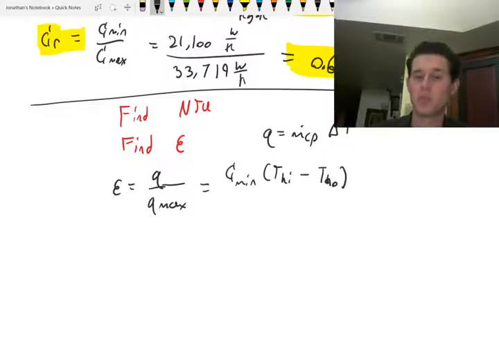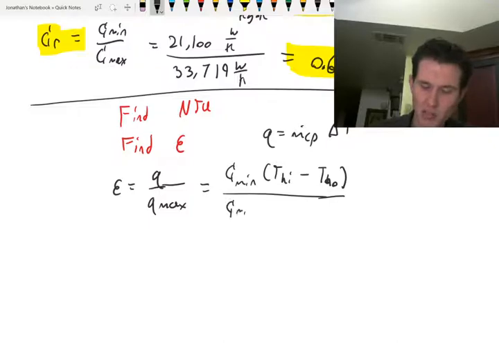Bam, problem solved. Now we want our Q max. This is just like fins. So we want our C min because you can't have more Q flow than out of the minimum one. It controls the rate that heat can flow. So the fluid that's going to be changing the most with your temperature is going to be the limiting factor because it's going to rise in temperature first and it's going to prevent further heat transfer.